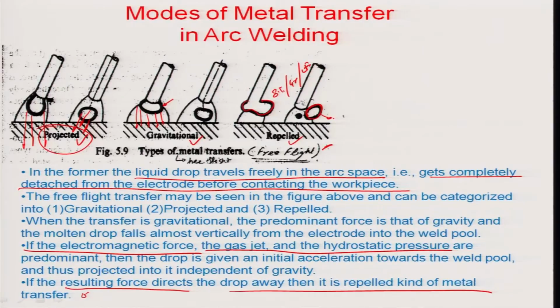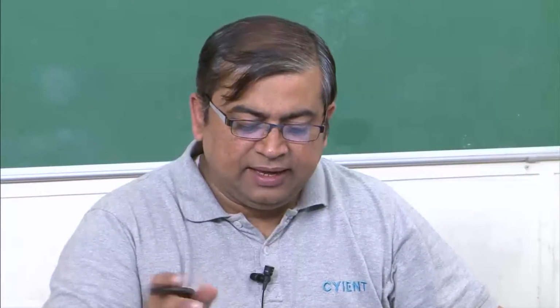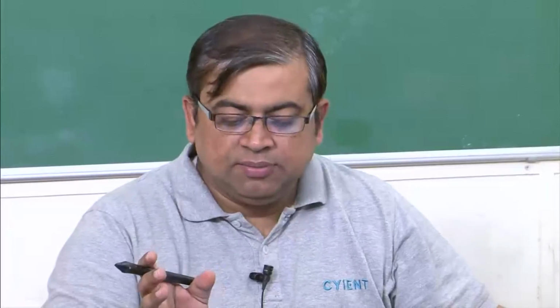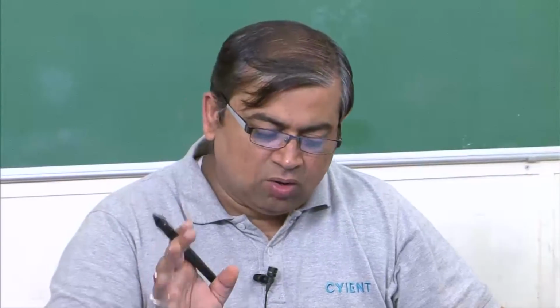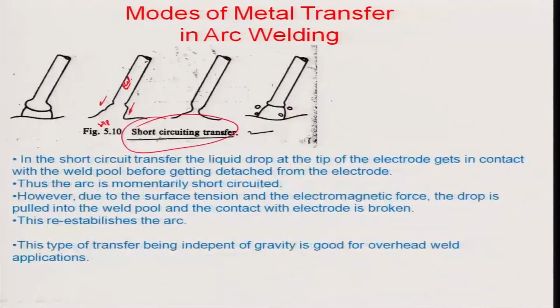Okay. So, a repelled kind of metal transfer may be important, particularly in overhead welding, where there is a tendency of the droplet to fly off the zone of welding, and it could result in some kind of a stiction because of this throwing away onto another part of the surface. Okay. So, that is how you categorize the free flight cases.